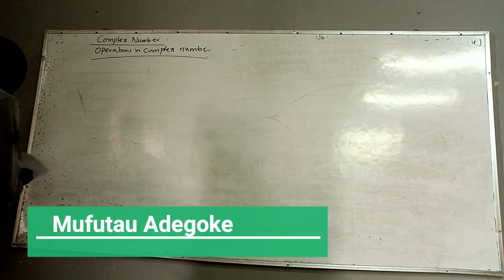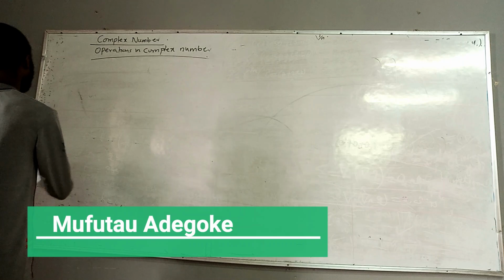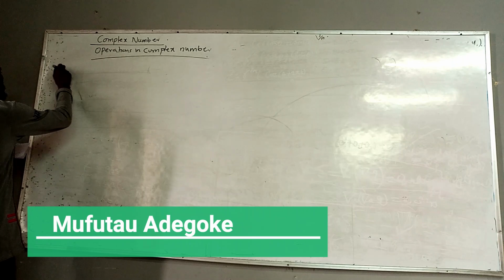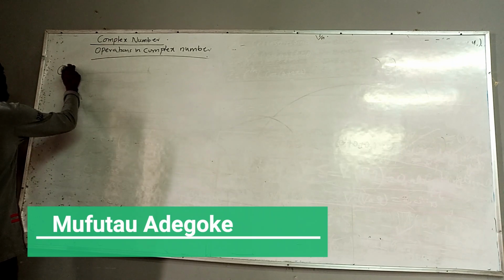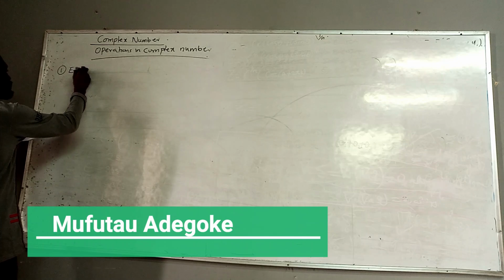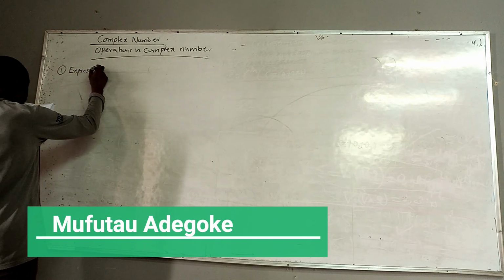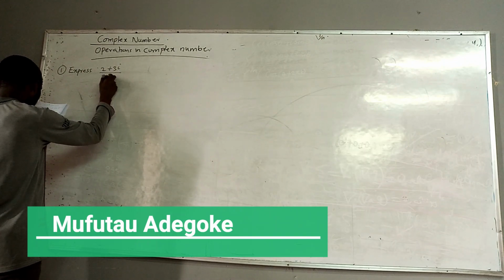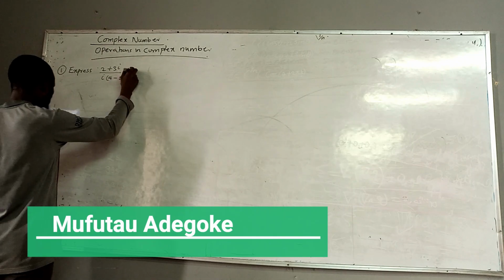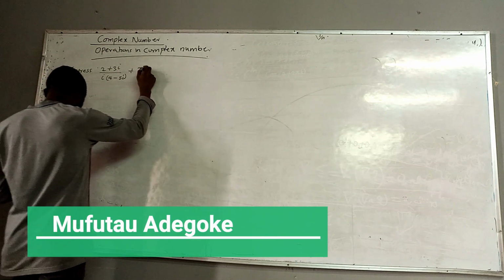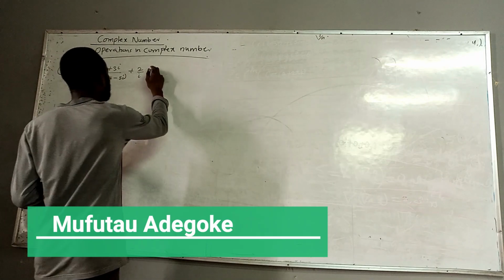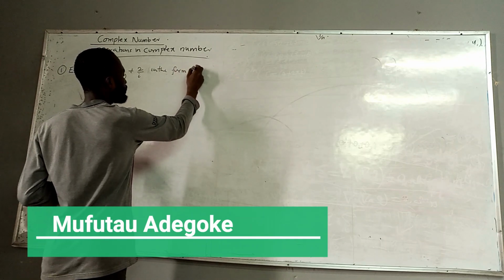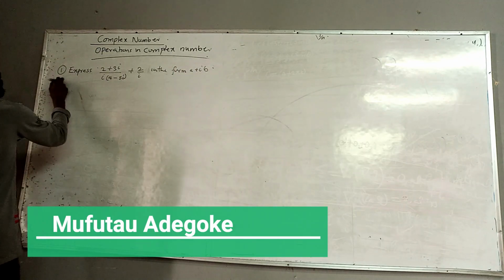Now I just want to solve some questions before I leave. All these questions are directly from your textbook. Pick your textbook and solve more questions. The first one, I'm going to write the question on the board. Express (2 plus 3i) divided by i, times (4 minus 5i), plus 2 divided by i, in the form a plus ib. That is the first question.